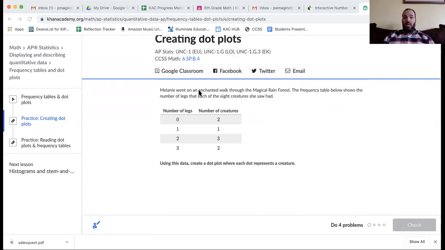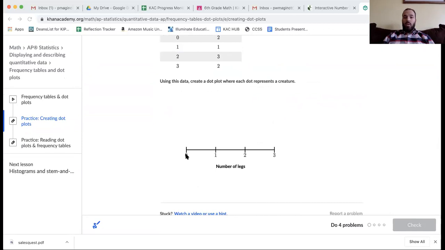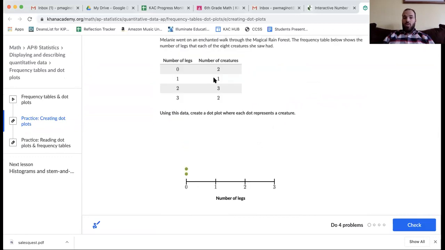It tells you that Melanie goes on an enchanted walk through the magical forest. The frequency table shows you how to do that. 0 legs, there are 2 creatures. So for 0 number of legs, there's 1, 2 creatures. Oh, I only wanted 2 there because 2 creatures have 0 legs. For 1 number of legs, there's 1 creature, so I just put 1 dot there.